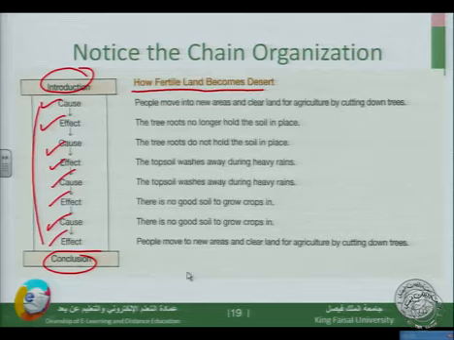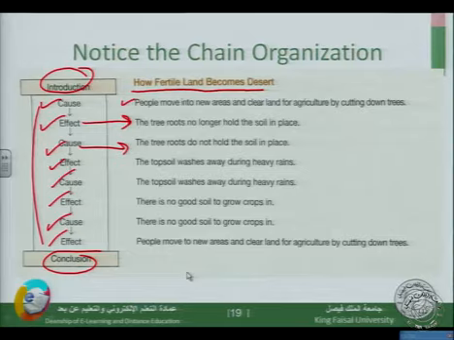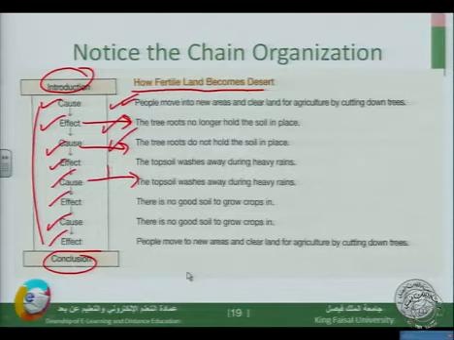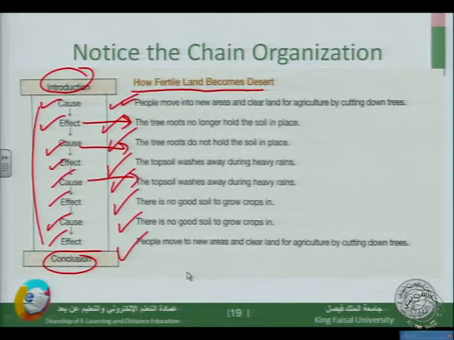For example, how fertile land becomes desert. أول cause, people move into new areas and clear lands for agriculture by cutting down trees. The result, the tree roots no longer hold the soil in place. Another cause, the tree roots do not hold the soil in place, effect the topsoil washes away during heavy rains, and so on. فهنا كان يذكر سبب نتيجة سبب نتيجة سبب نتيجة سبب نتيجة. هذا بنسميه chain organization.